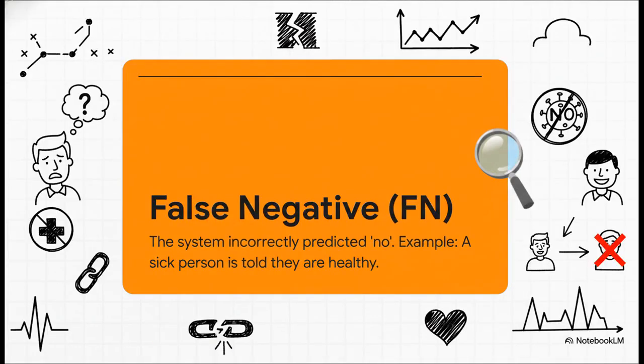And last, but definitely not least, is the false negative. Honestly, this is often the most dangerous kind of error. The reality is yes, but the system completely missed it and said no. A sick person is told they're healthy and just sent on their way. This is that high-cost error we were just talking about.